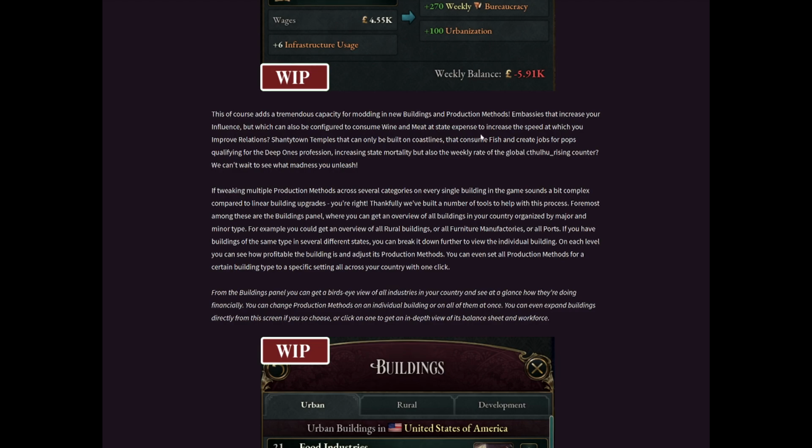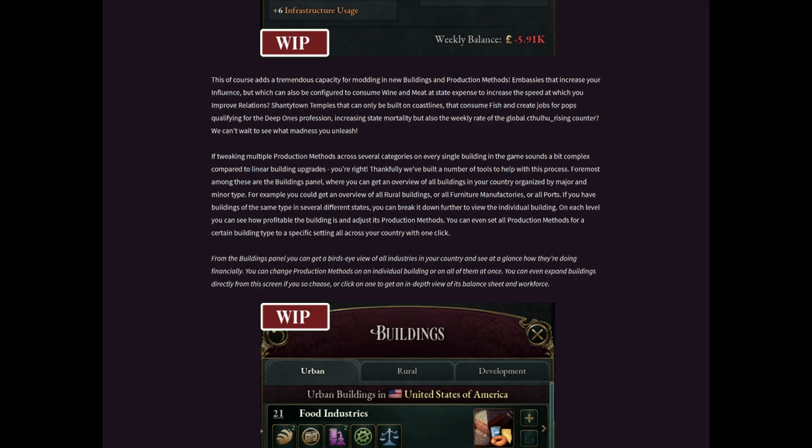That trend continues. That's the Paradox mark. One of the Paradox marks is, apart from the DLCs, that there's modability everywhere. Embassies that increase your influence, but which can also be configured to consume wine and meat at state expense to increase the speed at which you improve relations.